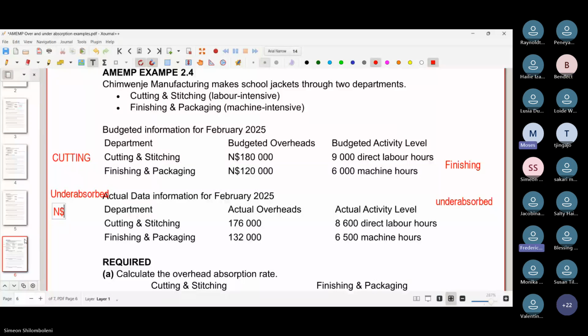For cutting it is 4,000. And finishing is 2,000. So perfect, and we are done.